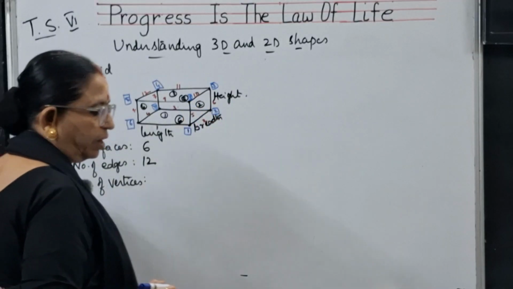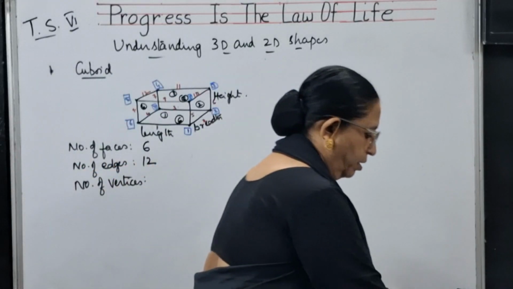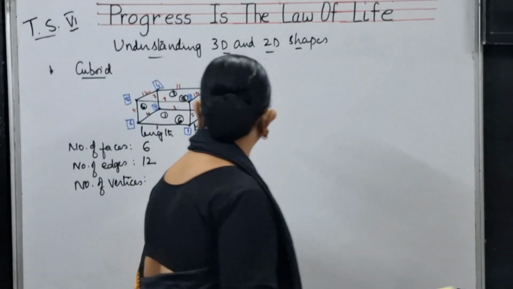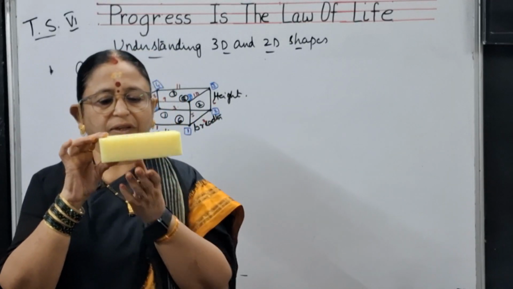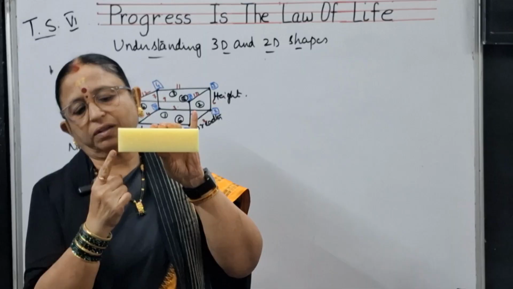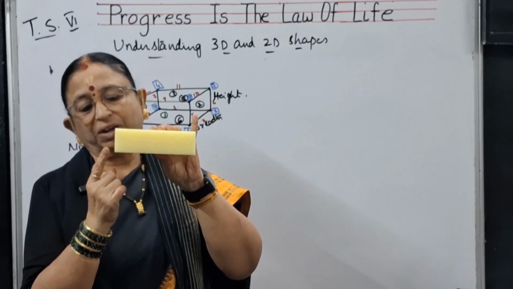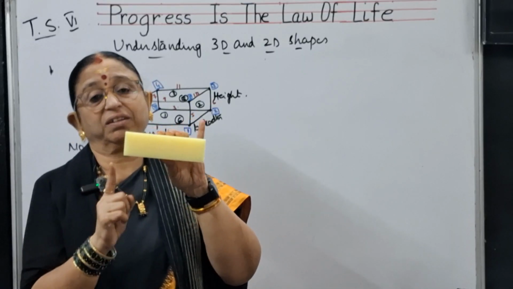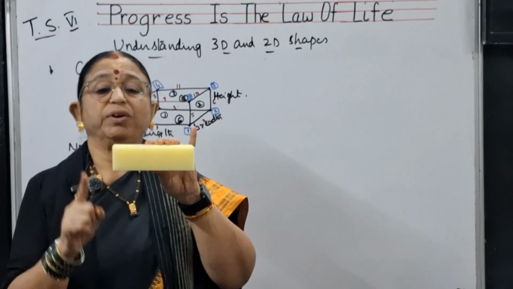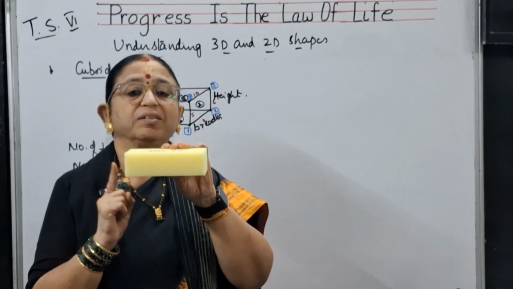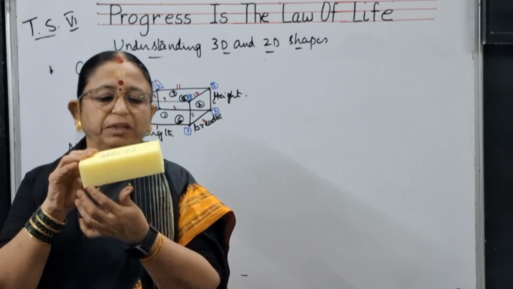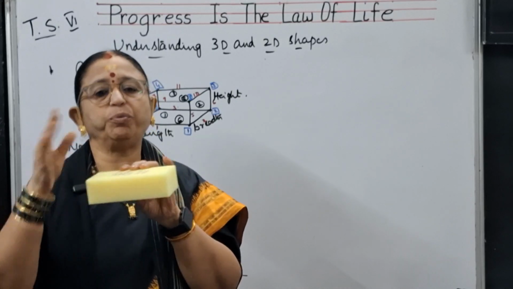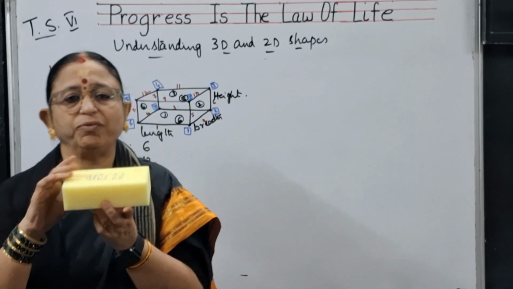So vertices are 8. Let me show you here so that you will have a clear picture of it. See, vertices are these corners. Vertices is the plural for vertex, V-E-R-T-E-X. Vertex means a single point. Vertices means all together. It's the plural form of vertex.